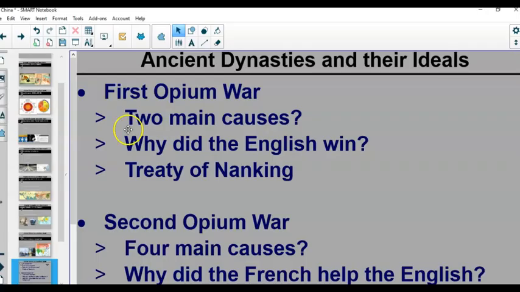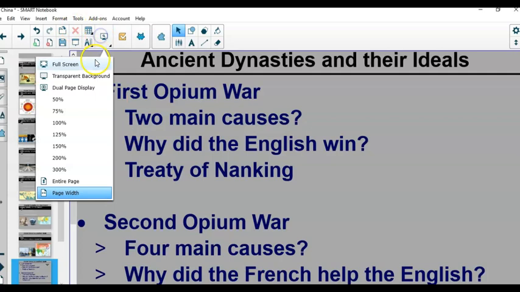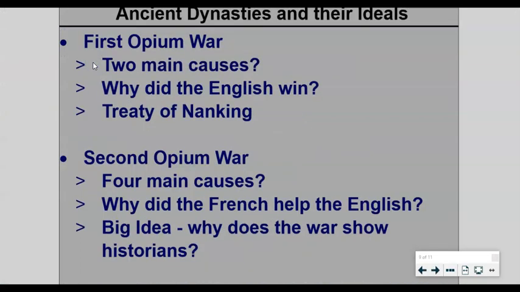Okay, so that's the First Opium War. We can see the answers to our questions there. We can see that foreign influence is starting to be a problem, and it's going to lead to this century of dishonor. So now we get into the Second Opium War.